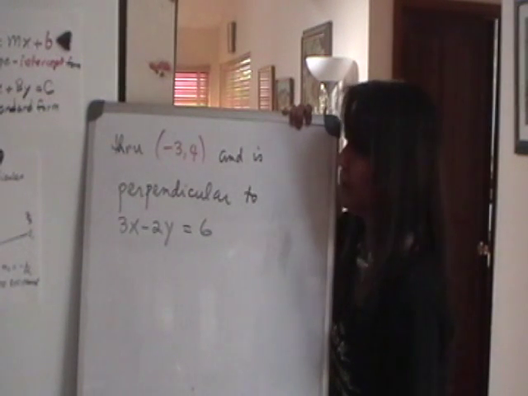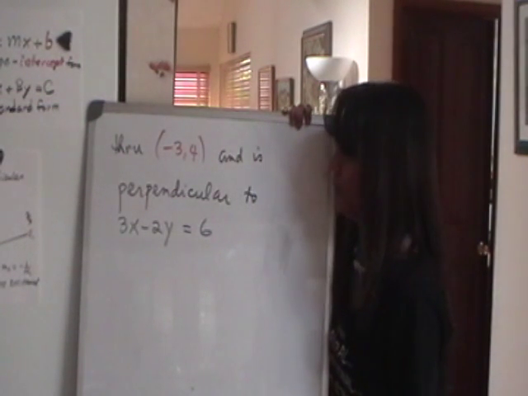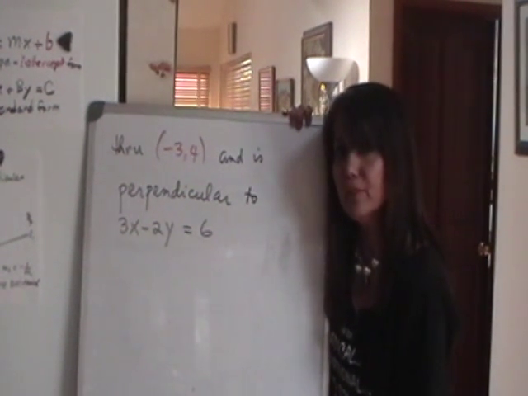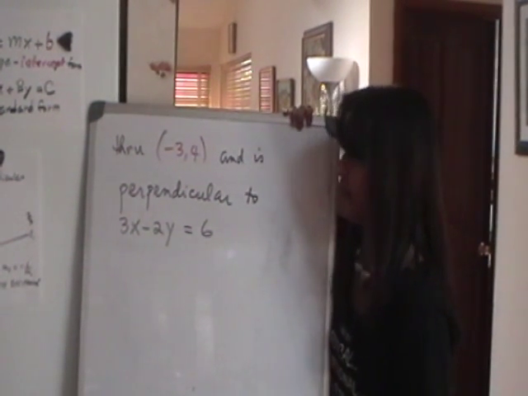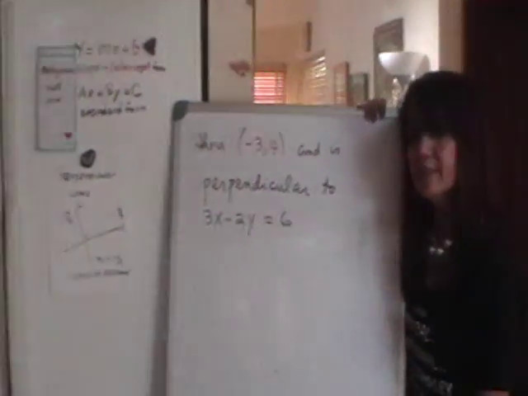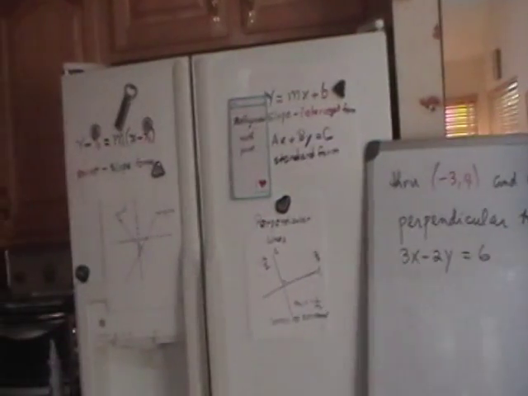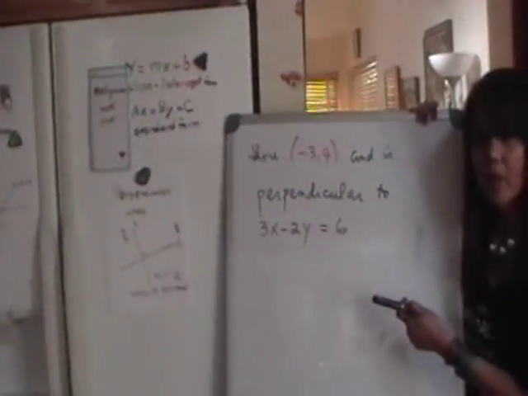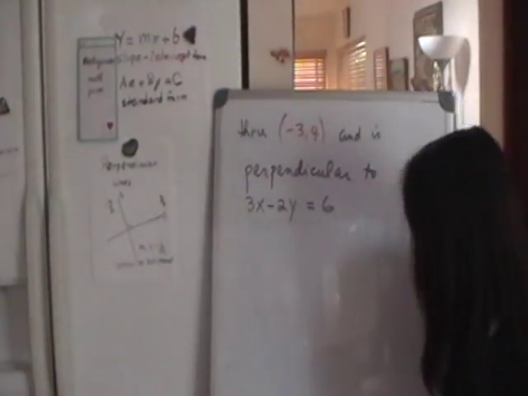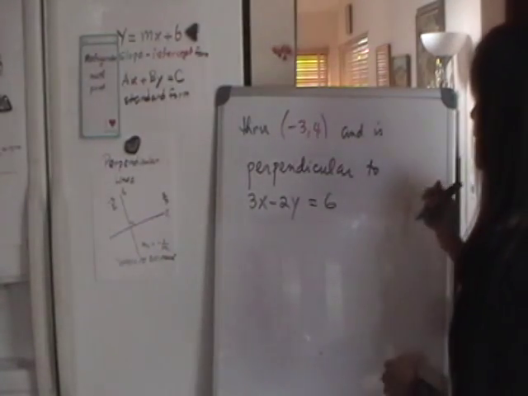I have a line that goes through the point negative 3, 4 and is perpendicular to the line 3x minus 2y equals 6. I still want to use the point-slope form as my starting equation, but again, I'm given only a point on the line, but I'm not given the slope. However, there is something here that will help me figure out what that slope is.